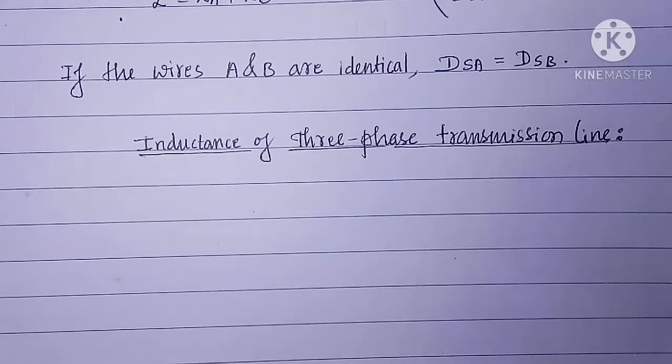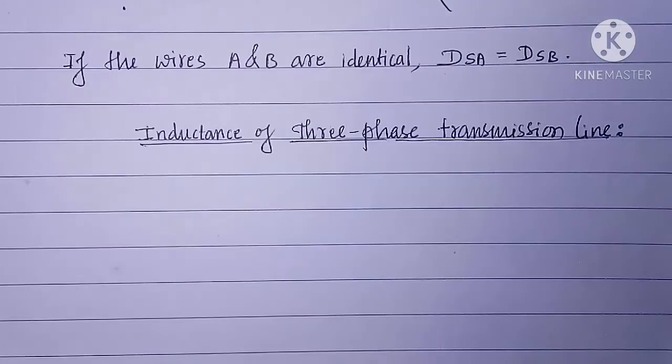A three-phase transmission line may be a single circuit or double circuit. In case of single circuit, we will be having three conductors, whereas in case of double circuit, we will be having 6 conductors.